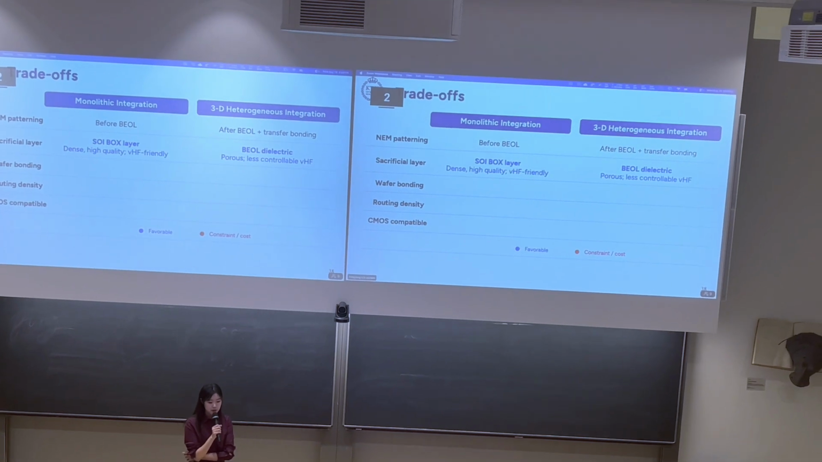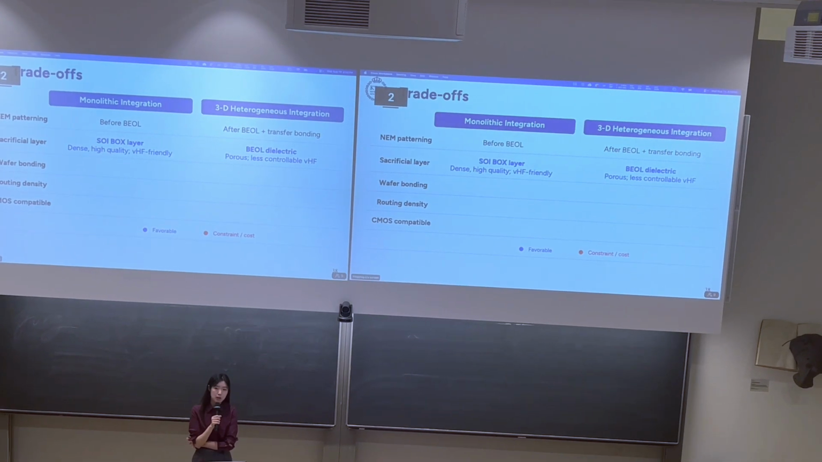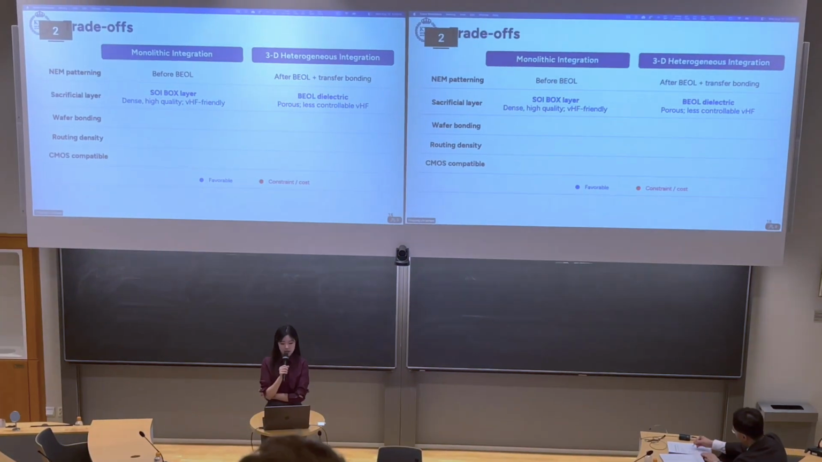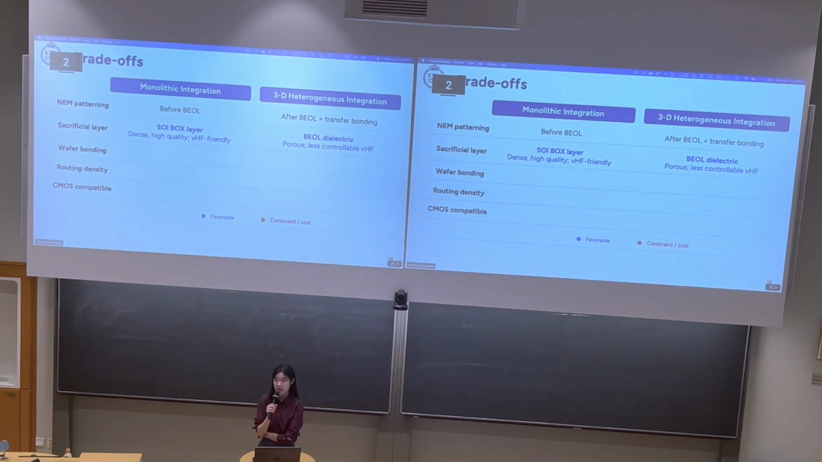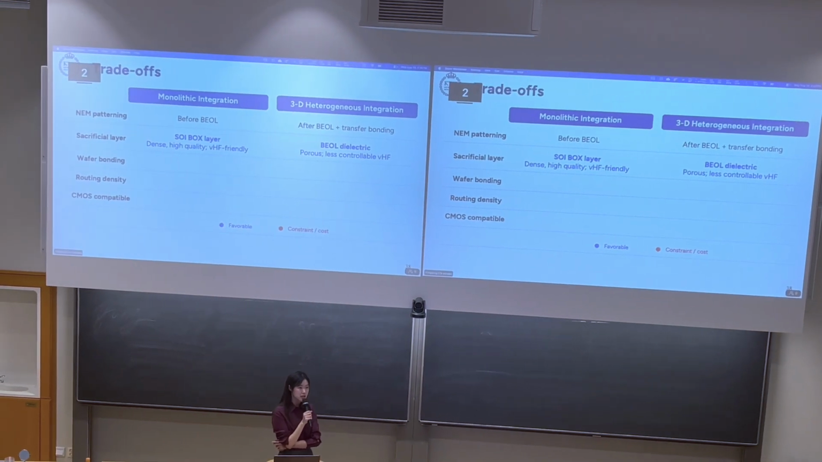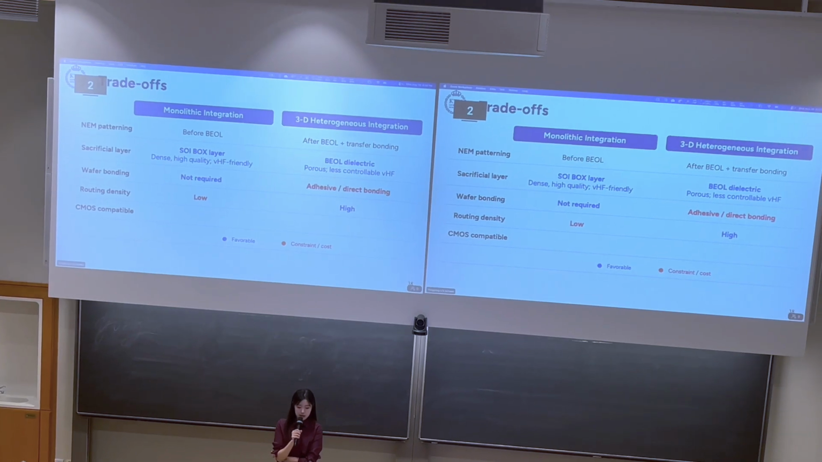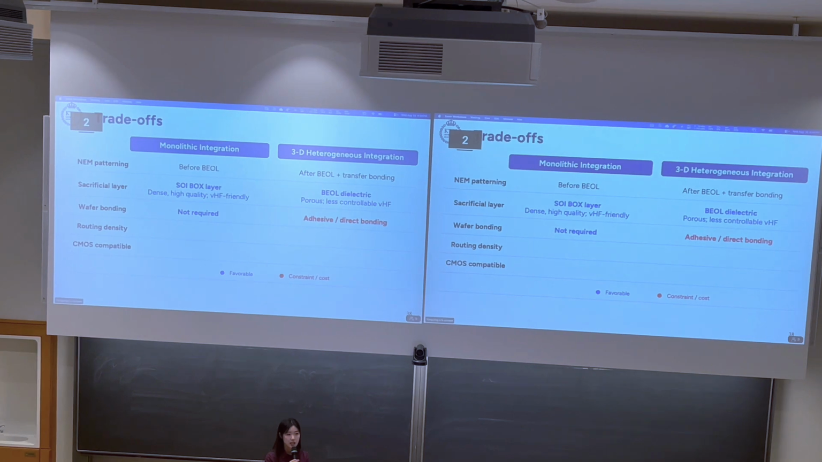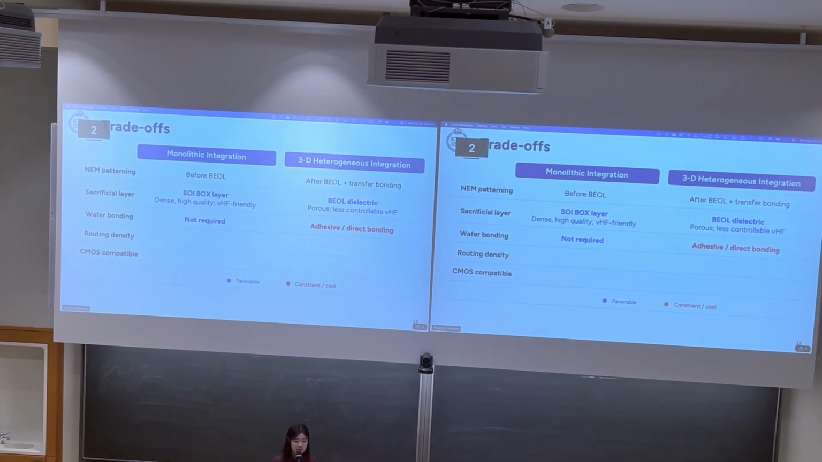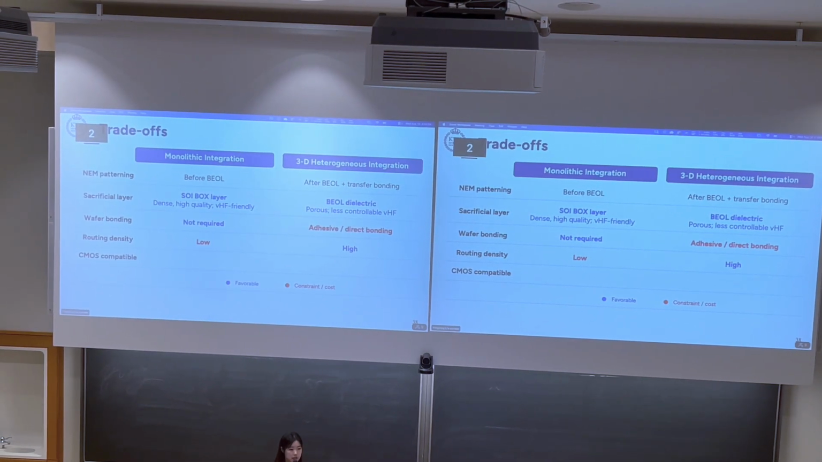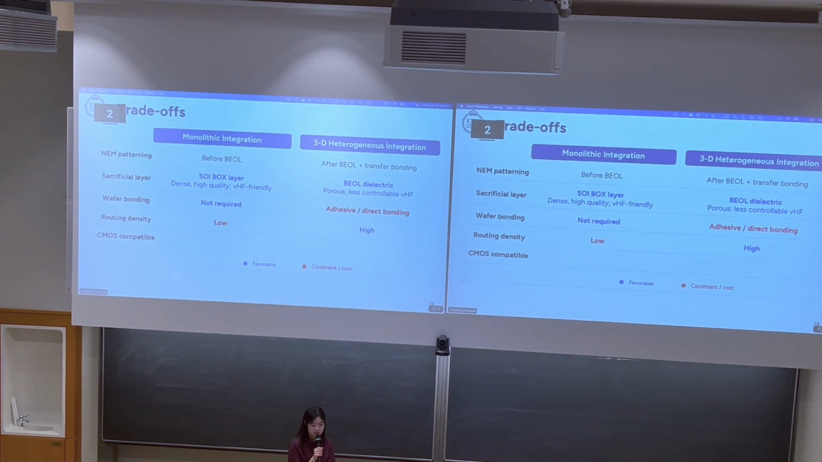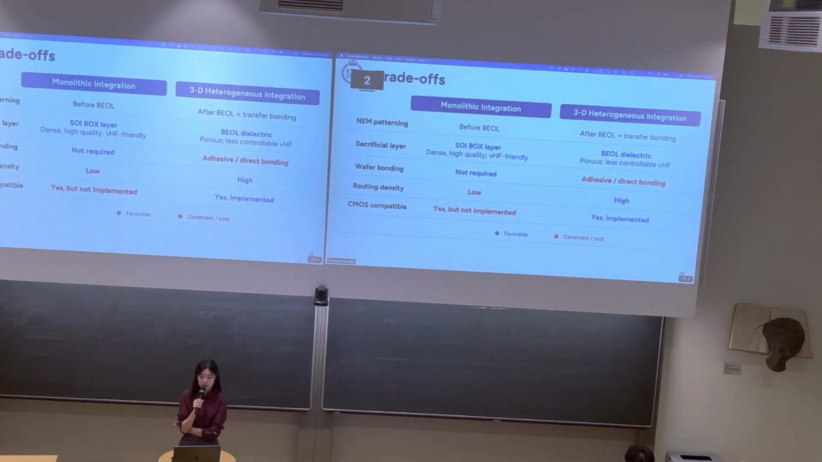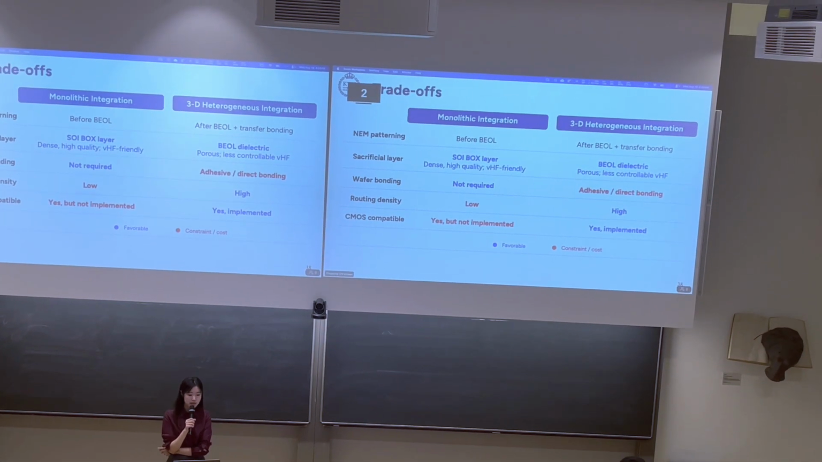And the sacrificial layer for the monolithic integration is the dense high-quality BOX layer on the SOI wafer. And for the 3D integration, it is the porous and less dense back-end-of-line dielectric, which is deposited in the foundry platform. The wafer bonding is only required for the 3D integration approach, which slightly increases the complexity of the whole process, but it also gives us a much higher integration density through the vertical routings. And CMOS is compatible with both of the approaches, but CMOS is only implemented on the second platform.